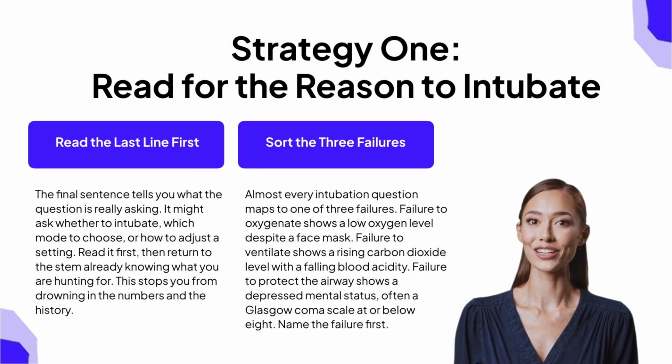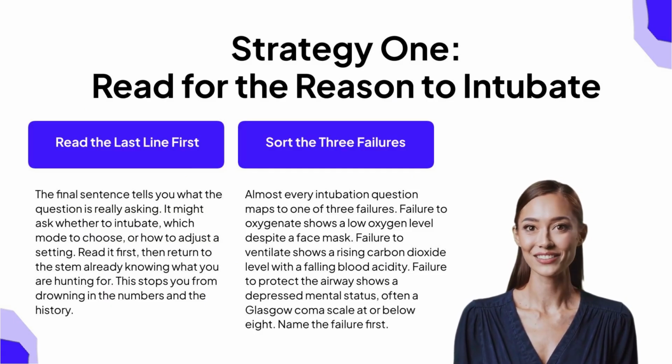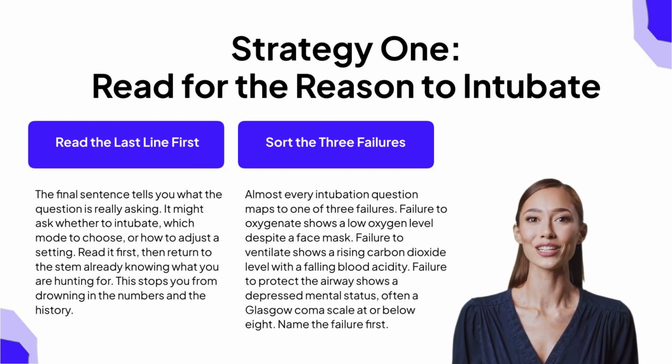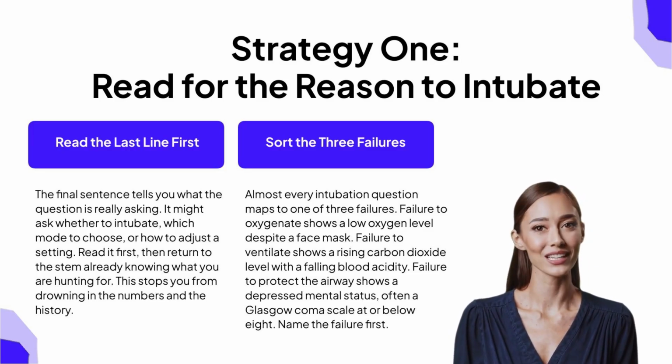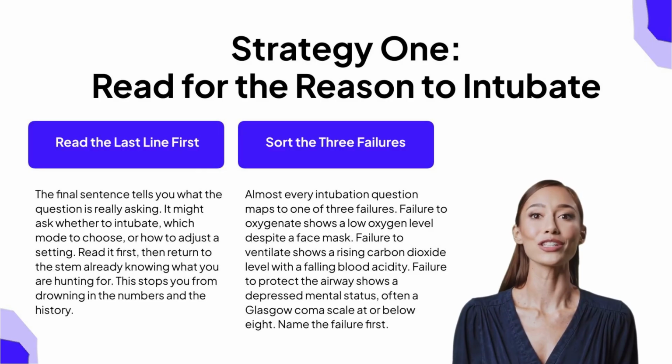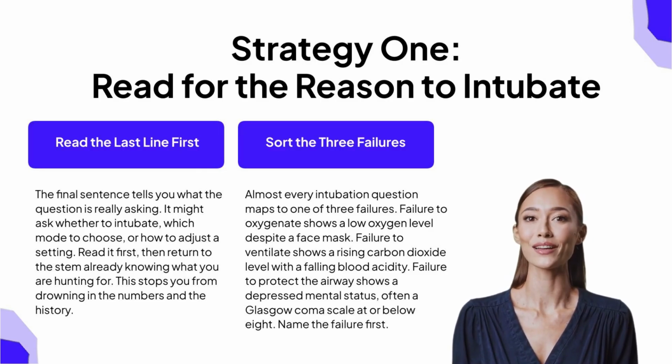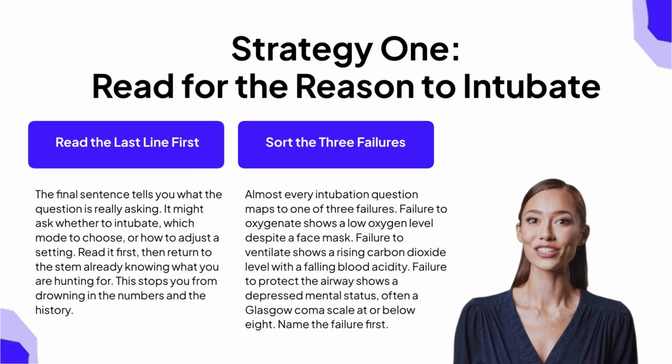Our first strategy is to read every ventilation vignette by going to the last line first. That sentence tells you whether the question wants you to decide on intubation, pick a mode, or adjust a setting. Once you know the real question, go back to the stem with that goal in mind and you will stop drowning in numbers.